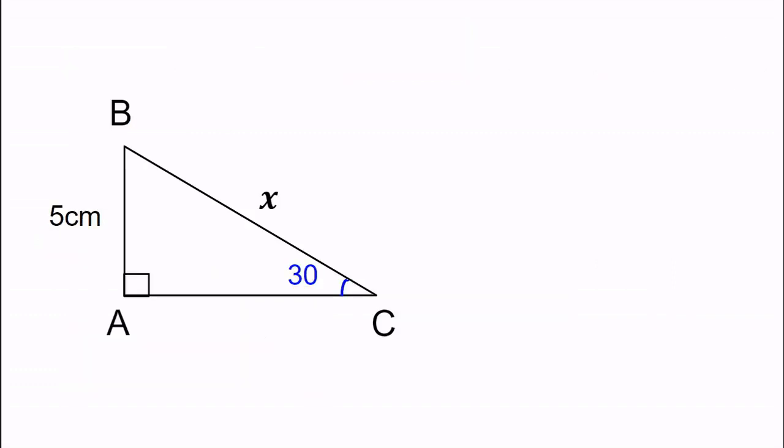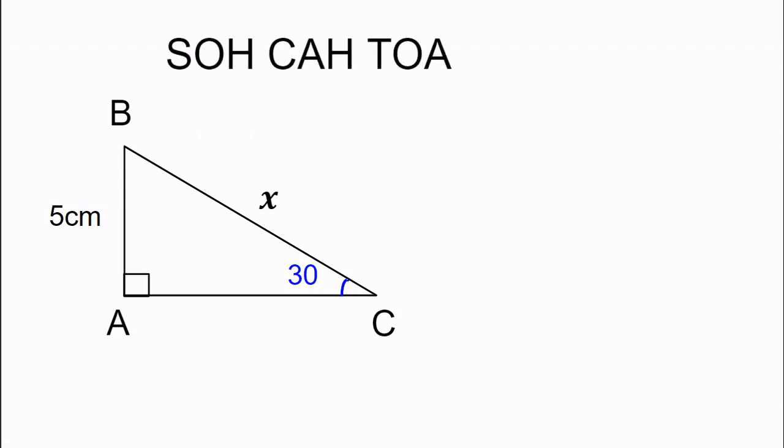Now how can we use this to find unknown side lengths? So as we can see here, we have an unknown side length x. How can we find this using SOHCAHTOA? Well, we would first look at the angle that we are given, the 30 degrees, and we would see what other pieces of information we are given. So we are given 5 centimeters, and now we would look, is 5 centimeters opposite to 30, adjacent to 30, or is it the hypotenuse? Well, in this case, it is opposite to 30.